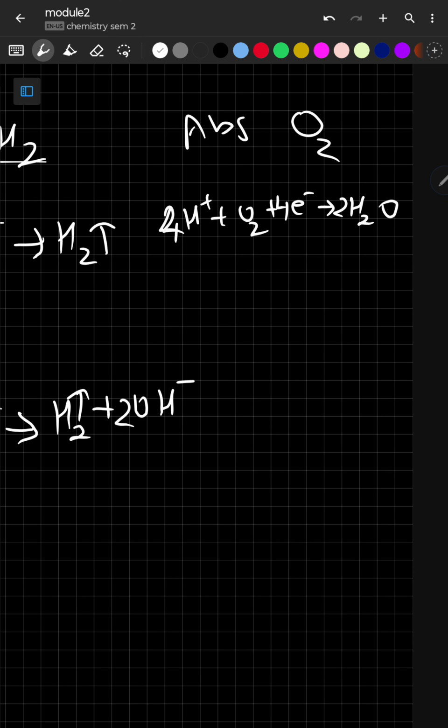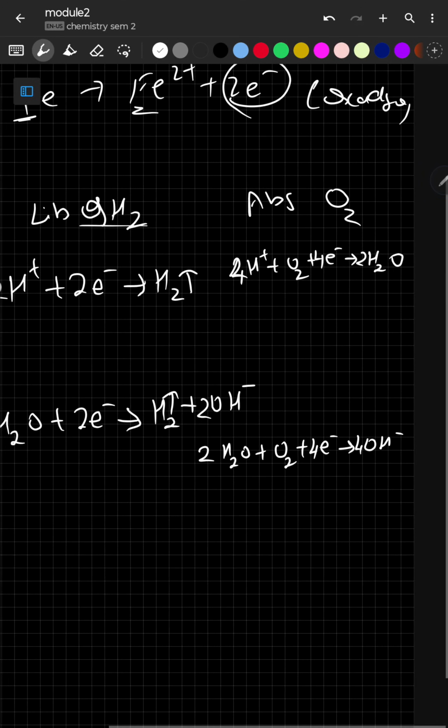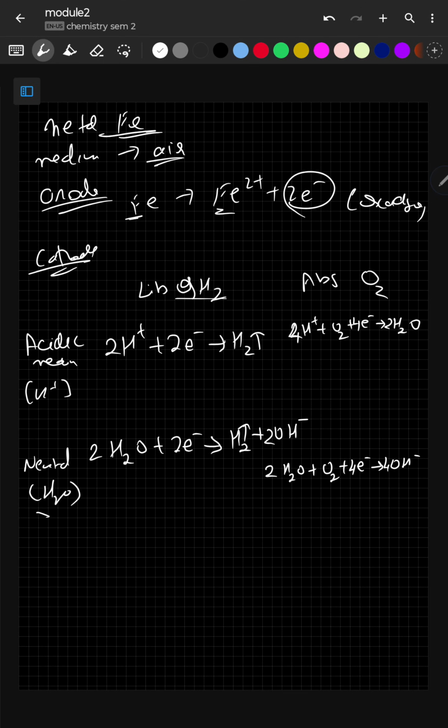Then absorption of oxygen in neutral medium. So H2O plus O2 plus electrons is going to give you what? When water is not there on the left side, bring water as well. When water is there on the left side, don't bring water here. You have to bring OH-. Okay. Again, have to balance. 2 is there, but want to make this 4. So 4. So 4. Did you understand how you write the equations? This is important. You have to understand how you write the equations.